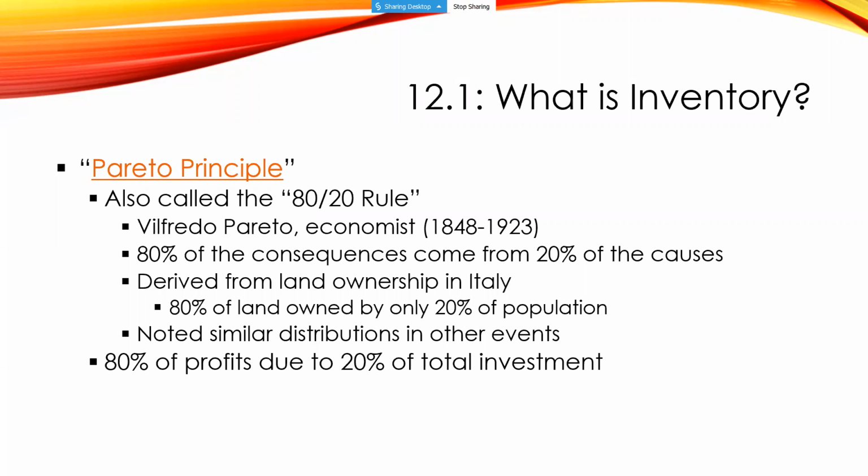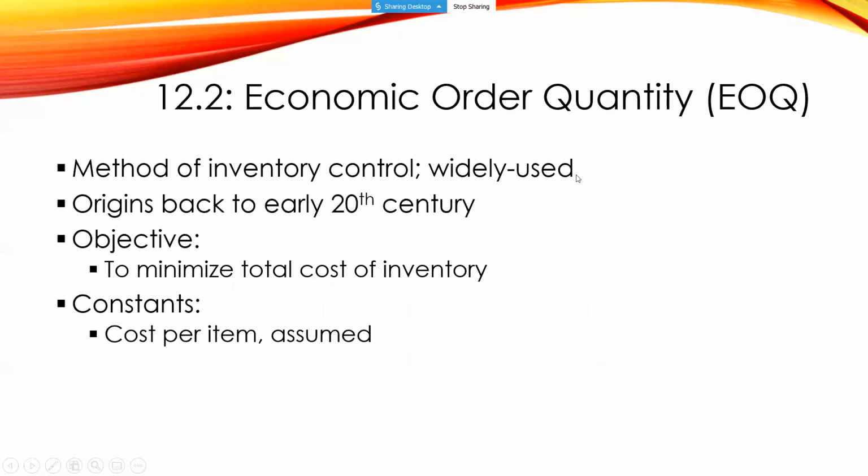And so that says that there's 80% of the profits due to 20% of the investment. So similar to your category ABC, the category A assets being close to 20% of the total inventory in terms of units and close to 80% of the total cost. So that's what it's based off of. It's not exact.